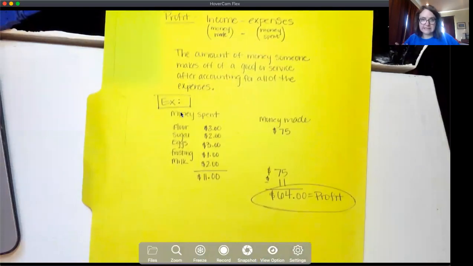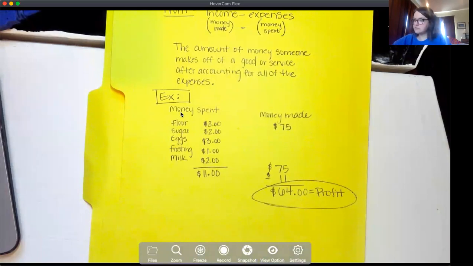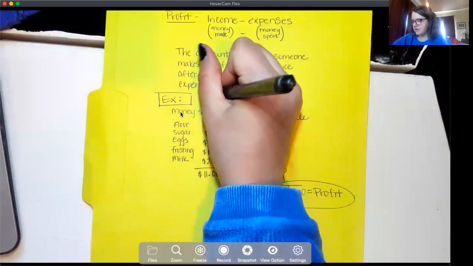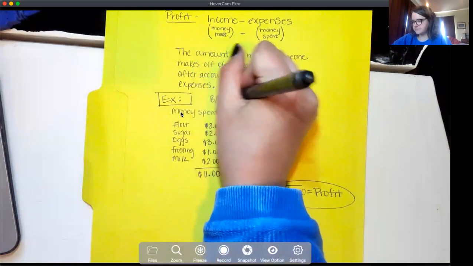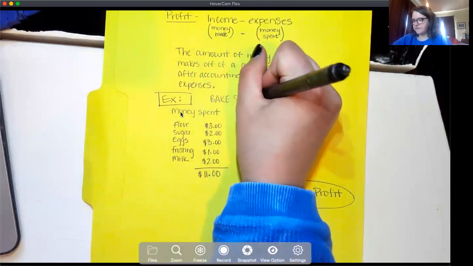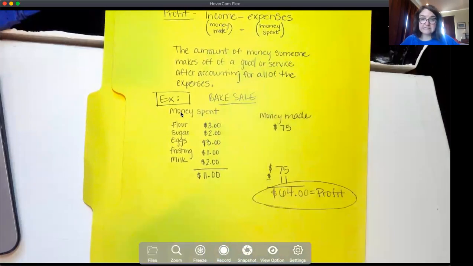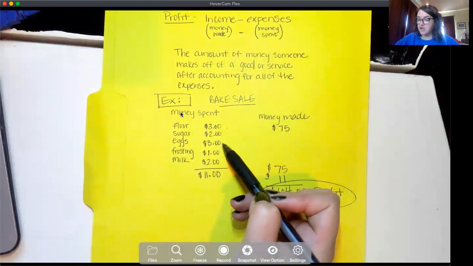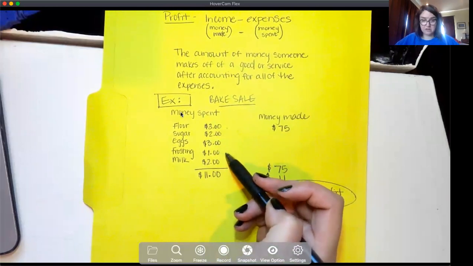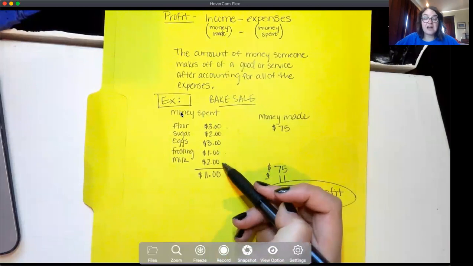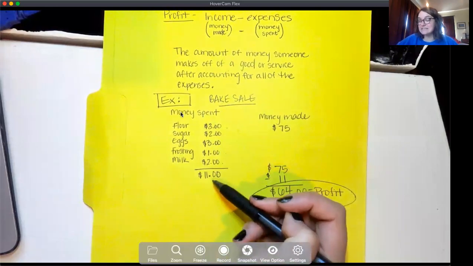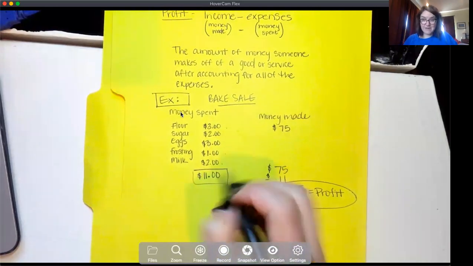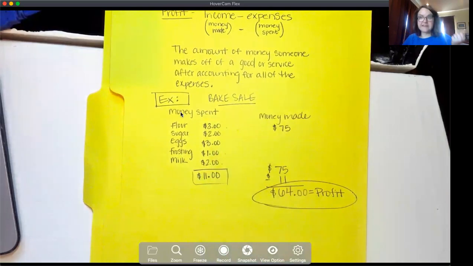I used a lemonade stand earlier. This is a bake sale. If you're hosting a bake sale, you're going to need some cookies. So let's say we bought flour for $3, sugar for $2, eggs for $3, frosting for $1, and milk for $2. That would equal $11 that I spent before I even made any money. And that comes out of my own pocket. I'm investing in this bake sale.